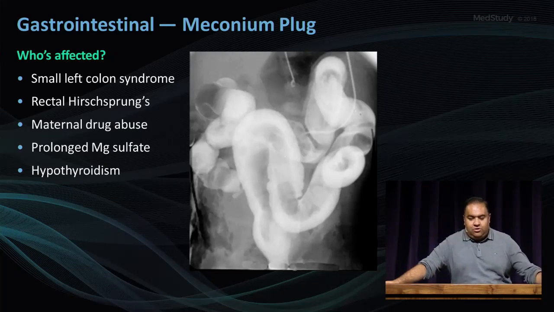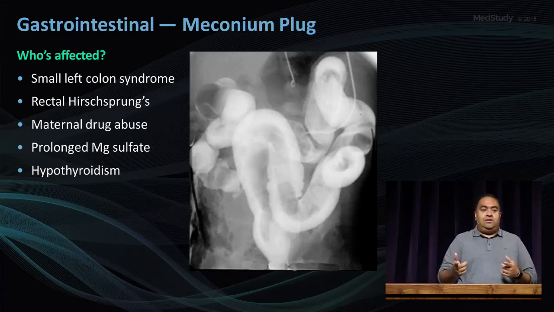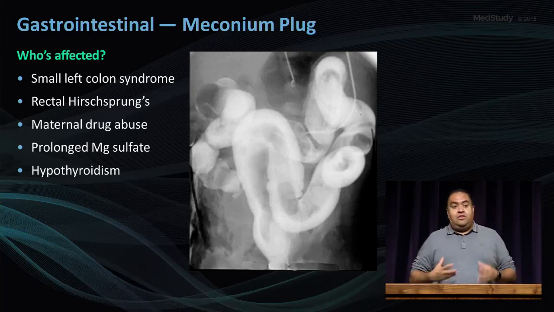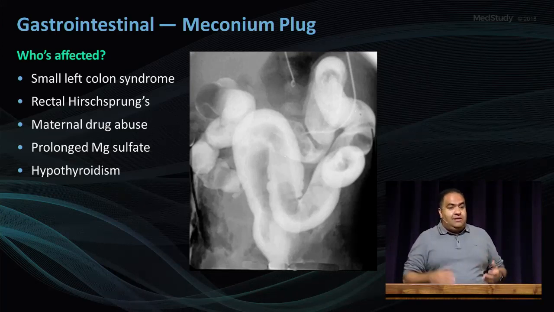Whose effect is small left colon syndrome, which we see in kids with diabetes, right? Rectal Hirschsprung's, maternal drug abuse, prolonged magnesium. So if mom's been on mag, the bowels are going to get really, really slow, and they might have feeding difficulties early on.